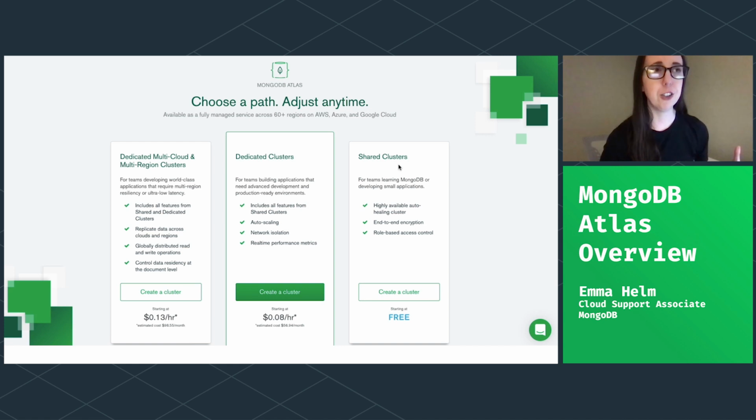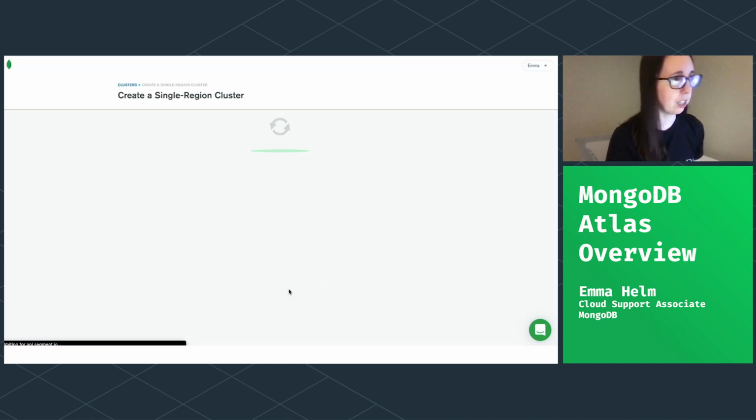The shared clusters are our M0 to M5 instances, which can run anywhere from totally free to up to about $10 to $15 a month. They're great for learning Atlas, getting used to the environment, but we do not recommend those for our production instances. For the purpose of this demo, I'll just go ahead and go with the dedicated clusters here.